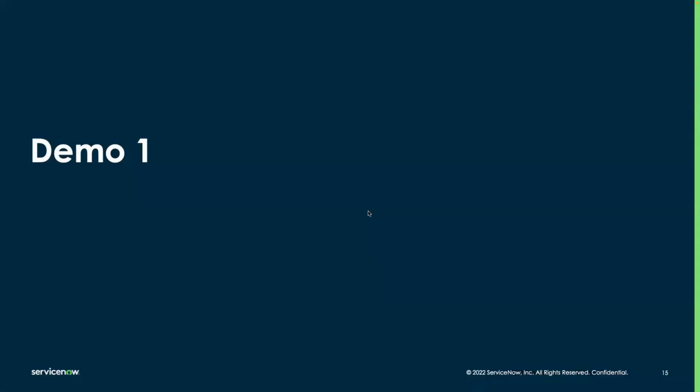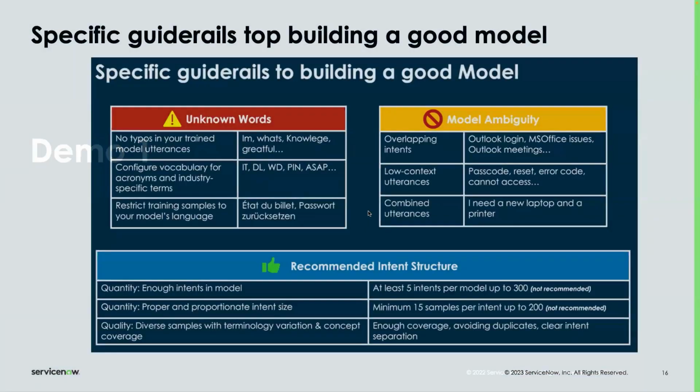We already covered the demo, so I'm going to skip this. I would like to talk about a couple of guardrails which are really important, kind of best practices. So don't use unknown words in your sample utterances. For example, "I am": I, space, am is the correct form. Don't use "Iam", or always use vocabulary for your acronyms or your industry terms.